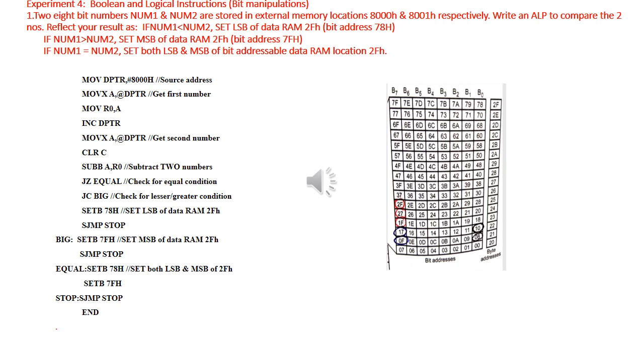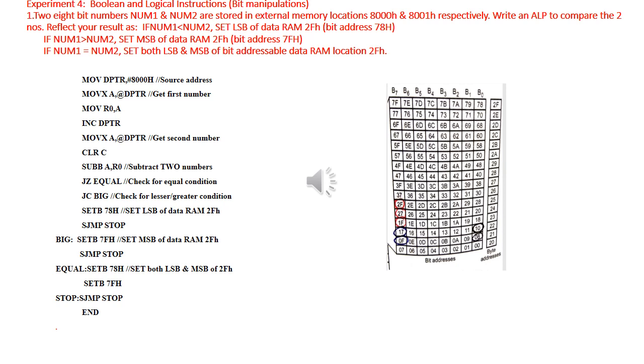In that case, what are you going to set? You are going to set the MSB of the 2FH memory location. The MSB bit address is 7FH. So you should set 7FH by using a set bit instruction. Then you are going to stop the program. So this is if the carry flag is set to 1.